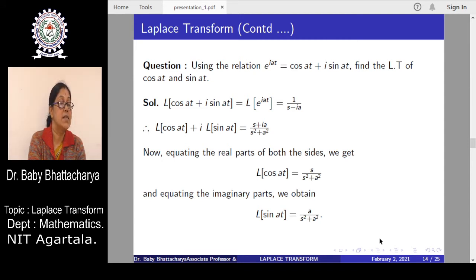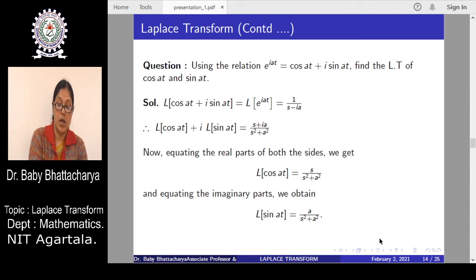Now, in the right hand side, if we multiply both the sides by s plus i a, we are getting s plus i a by s square plus a square. Now, if we compare the real part as well as the imaginary part from both the sides, accordingly we will get that Laplace transformation of cos at is equal to s upon s square plus a square, and that of sine at is equal to a upon s square plus a square. So by this approach also we get the same result for the Laplace transformation of both the circular functions cos at as well as sine at, as we had previously from the definition of the function.